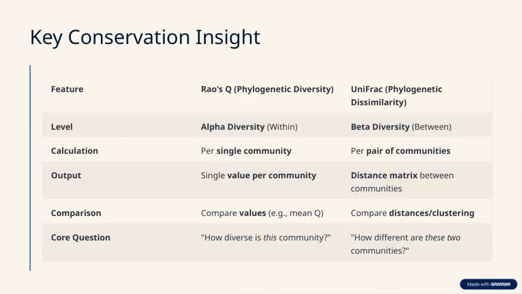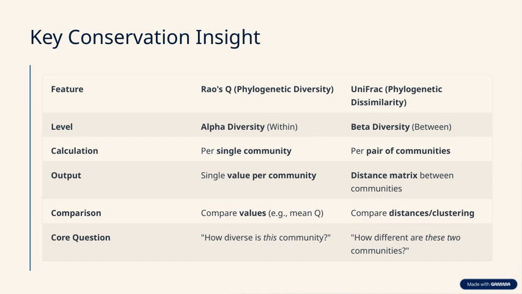Let's take a closer look at some key conservation insights related to diversity and dissimilarity measures. First, we have RAW-Q, which is a way to quantify phylogenetic diversity within a single community. It helps us understand how evolutionarily diverse that community is. Next is UniFrac, which measures phylogenetic dissimilarity between two communities, giving us a sense of how different they are in terms of their evolutionary history.